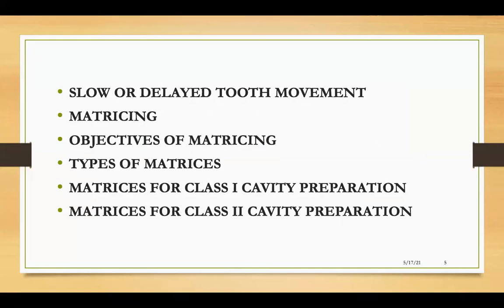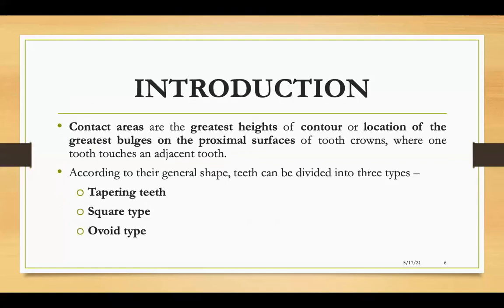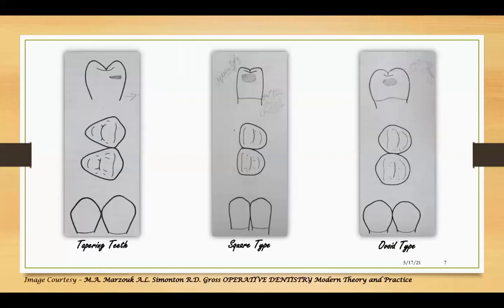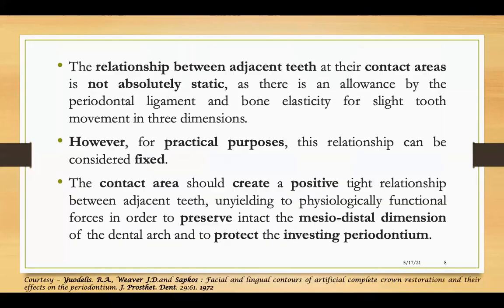Types of matrices. I gave you a long, very elaborative names of the methods in my last lecture. You will not find it anywhere apart from this book known as Marzuk, right? Introduction, I've already told you, so I'm going to quickly cover contact areas. I discussed the general shapes, which were tapering, square, ovoid. These were the shapes. I got you my own drawn diagrams in the last lecture. This is exactly what you're going to find in this book known as Marzuk.